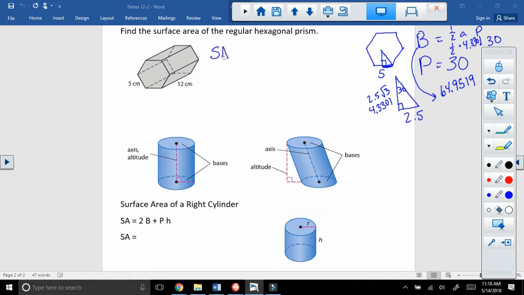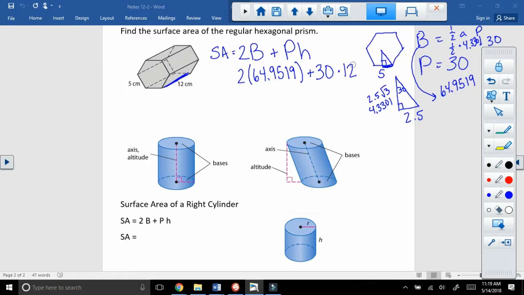So the surface area equals 2 times the area of the base plus the perimeter of the base times the height of the prism. So that's going to be 2 times the area of the base, 64.9519. The perimeter of the base is 30. And then what's the height of the prism? Or what's the distance between those bases? 12.